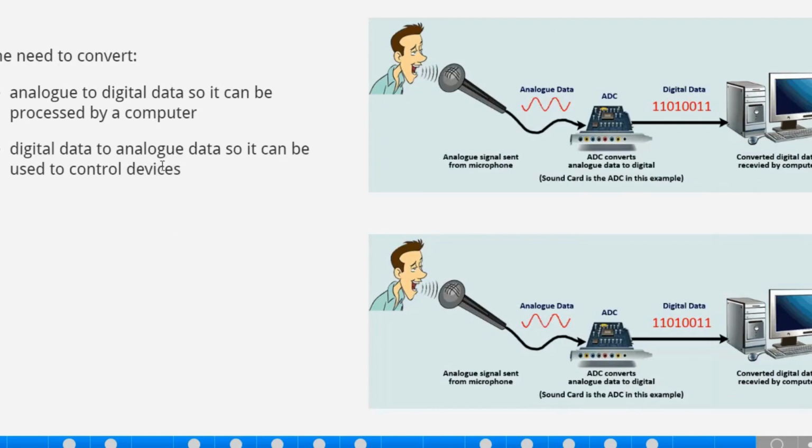Now, the need to convert. Why do we need to convert analog to digital data? So we need to convert this so that it can be processed by computer. And we need to convert digital to analog so that it can be used to control devices. All right, try to study this.